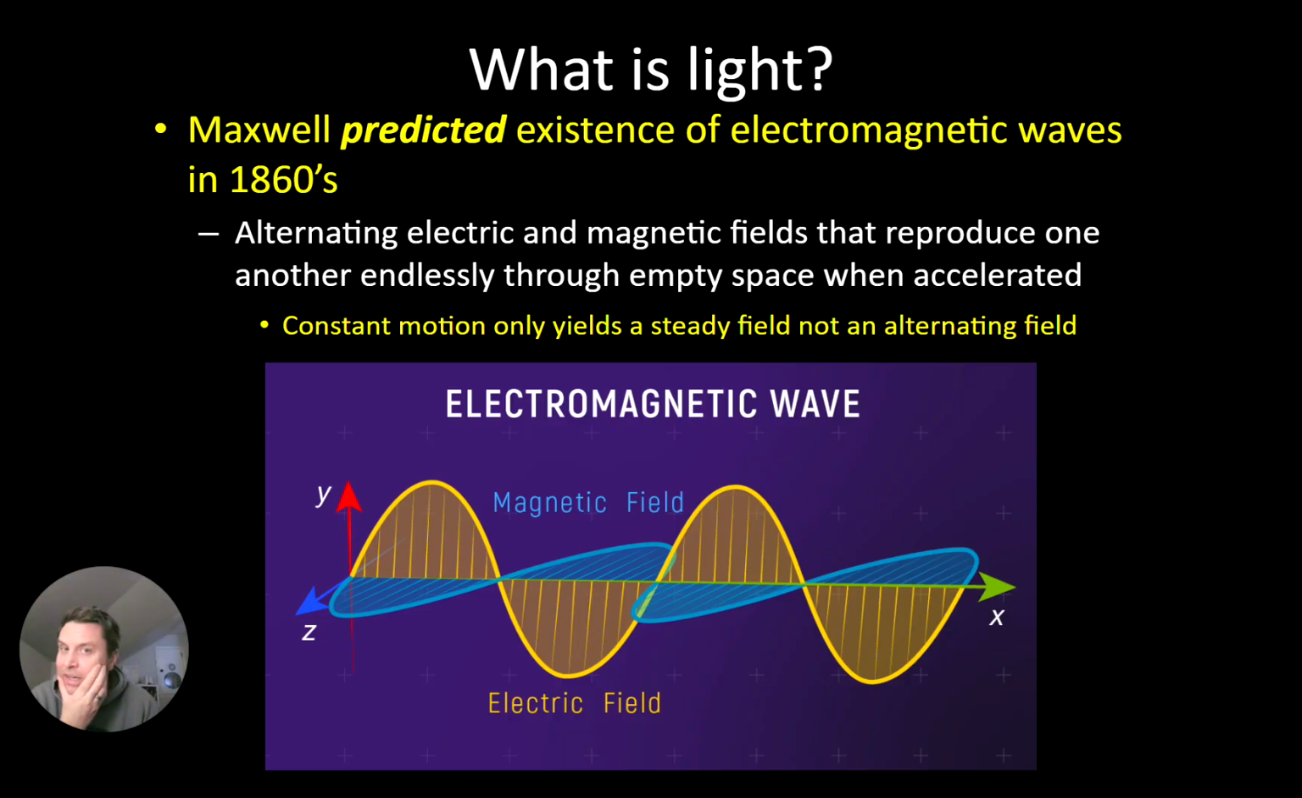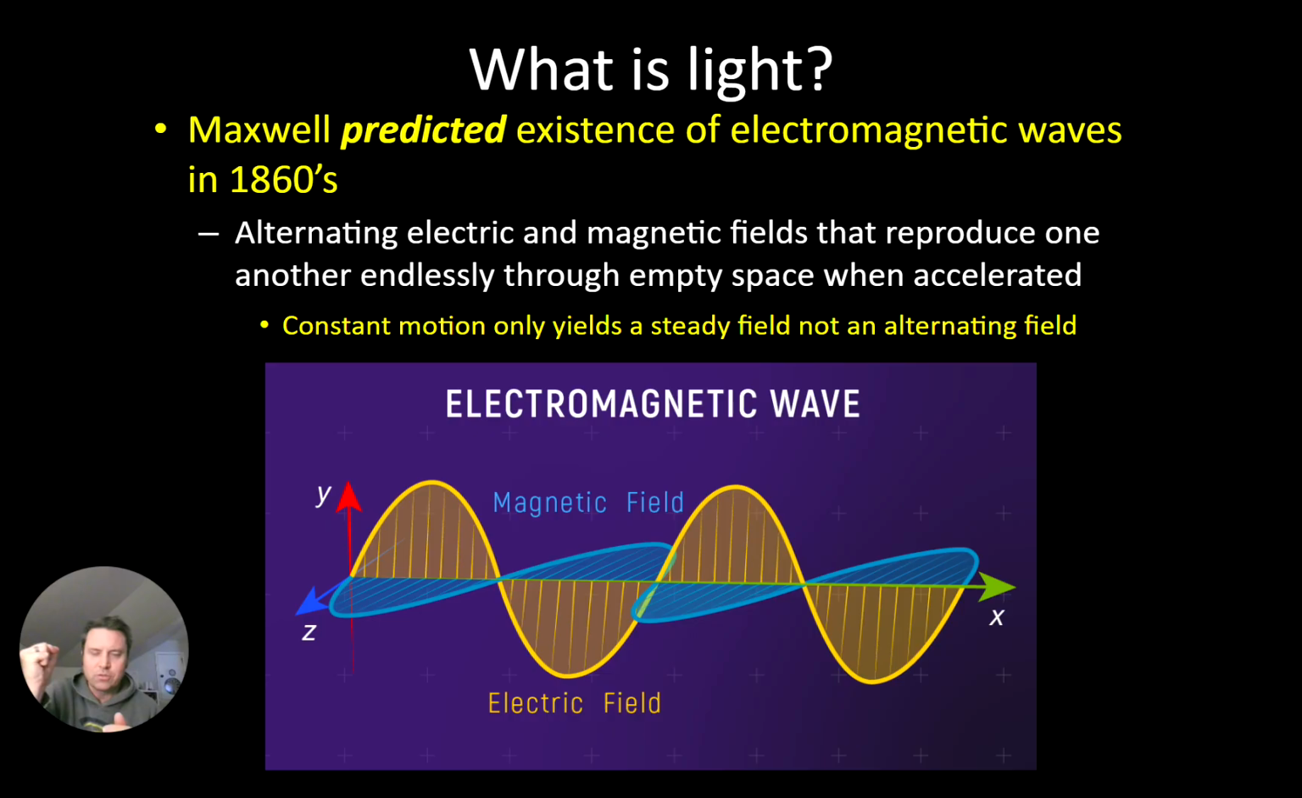What is light? We didn't know. Maxwell predicted the existence of these things called electromagnetic waves in the 1860s. But what they are is alternating electric and magnetic fields, and we will talk about electric fields and magnetic fields over the next few weeks. They can reproduce themselves; they don't need a medium. So if you have an accelerating electric field, it will produce an accelerating magnetic field. That accelerating magnetic field will produce an accelerating electric field. And that's how EM waves travel.